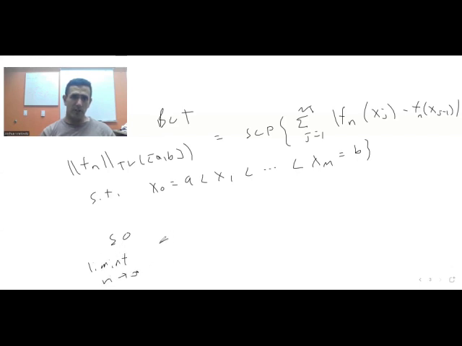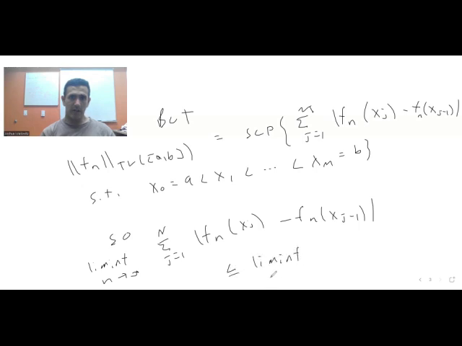So for each n, this sum is less than or equal to the variation norm of F_n. Ignoring the lim for a moment, each one of these sums is less than or equal to the variation norm of F_n. That's what I'm getting at here. So this is less than or equal to, and that finishes the proof.